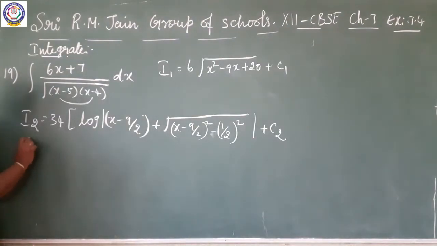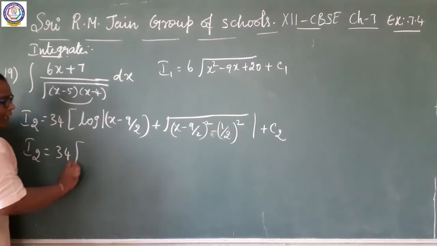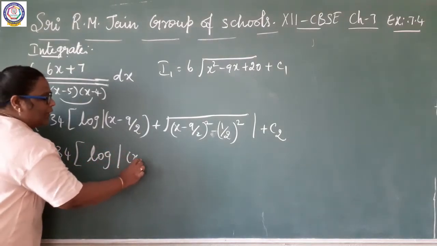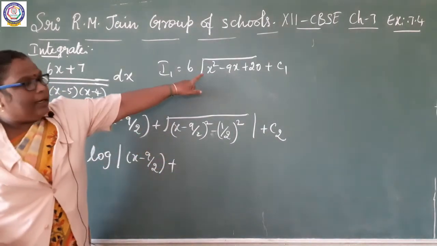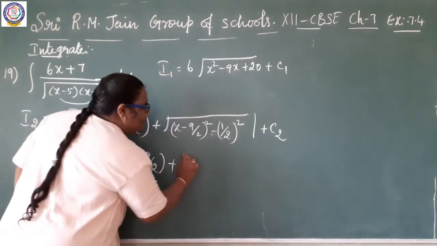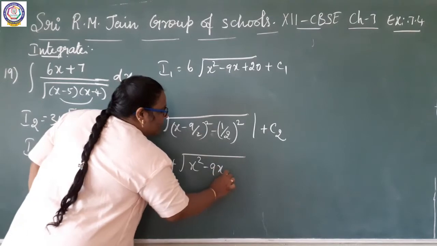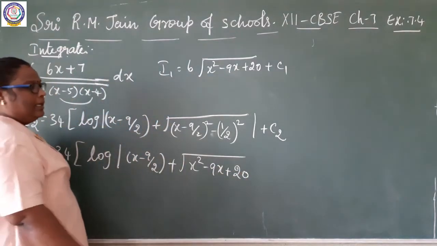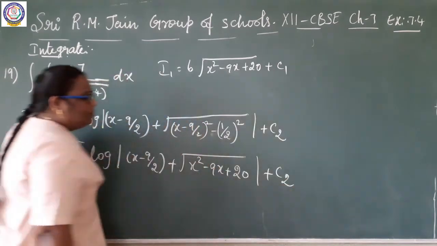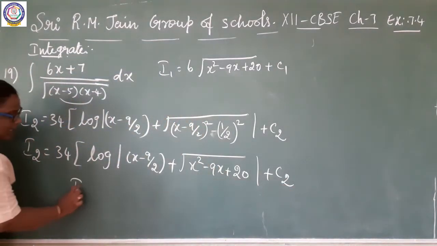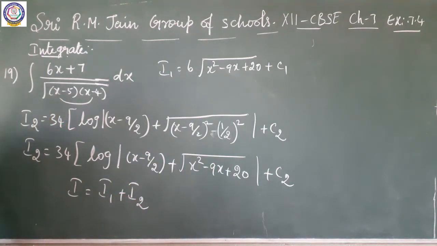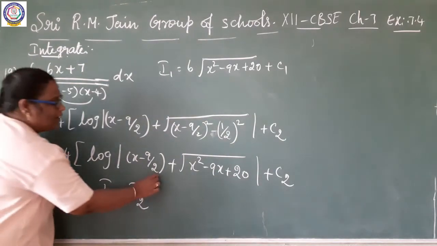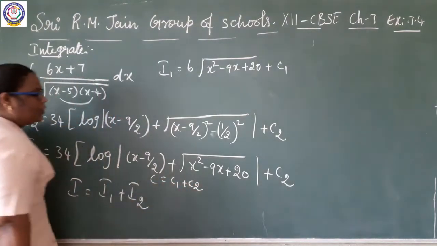So I2 equal to 34 into log of modulus of x minus 9 by 2 plus, instead of this value you can write this value, because we brought all the values from that quadratic term only, plus 20, plus c2. So what is the value of I? I equal to I1 plus I2. That c you can write, c1 plus c2, gives c equal to c1 plus c2. So you can write it as c.